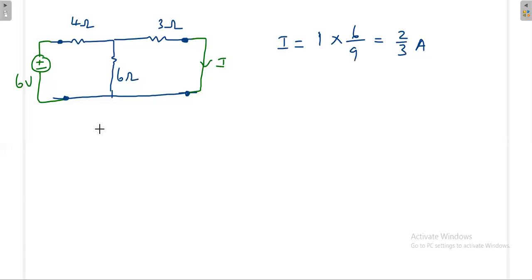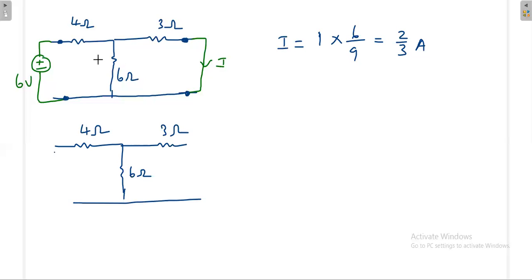Now what I will do is keep the network the same: 4 ohm, 3 ohm, and this is 6 ohm. Please remember, this network is not symmetric, because symmetric means these two have to be equal. But it is bilateral because it consists of only resistances.